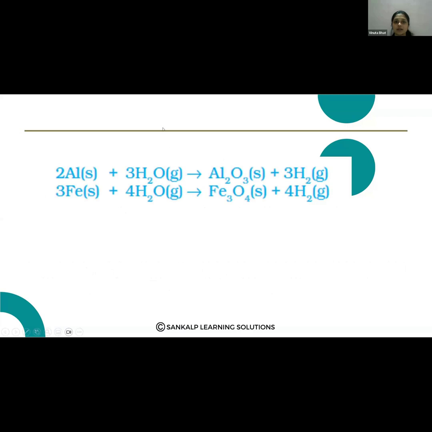So here you can see aluminium reacts with the water, that is steam. Here it is given in gaseous form and forms aluminium oxide and hydrogen gas. Iron reacts with the steam, H2O, that is in steam form. Here we use not the liquid but the gaseous form. It forms ferrous oxide and hydrogen gas.